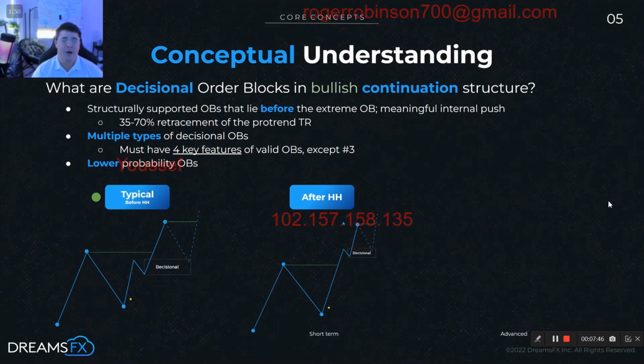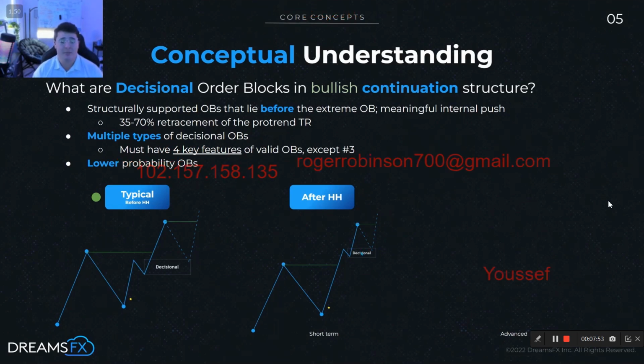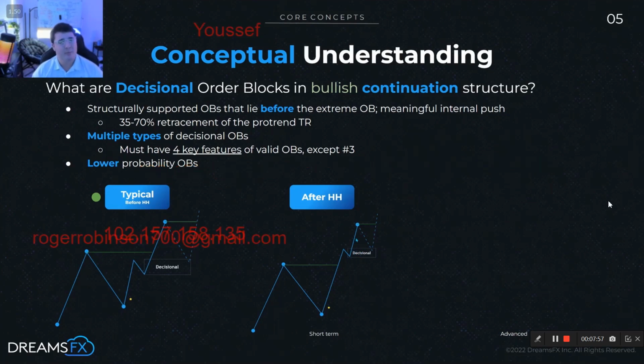And one of the reasons why this type of decisional is so great is because oftentimes you're going to have a decisional that looks like this on maybe a higher time frame, but it'll end up being a lower time frame internal extreme order block. That might be confusing for some of you guys initially going through. All I'm saying is think about market fractality.